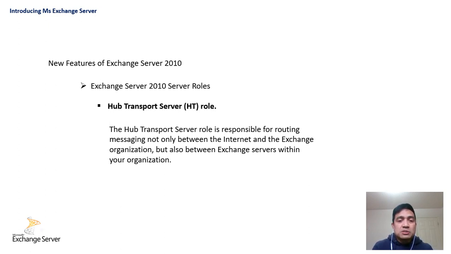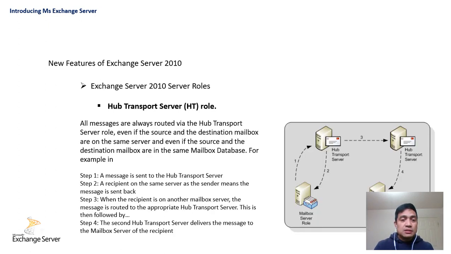Okay, the hub transport server role is responsible for routing messages not only between the internet and the Exchange organization, but also between Exchange servers within your organization. So it means it's responsible for routing messages from one Exchange server to another inside the organization. All messages are always routed via the hub transport server role, even if the source and the destination mailbox are on the same server, and even if they are in the same mailbox database.